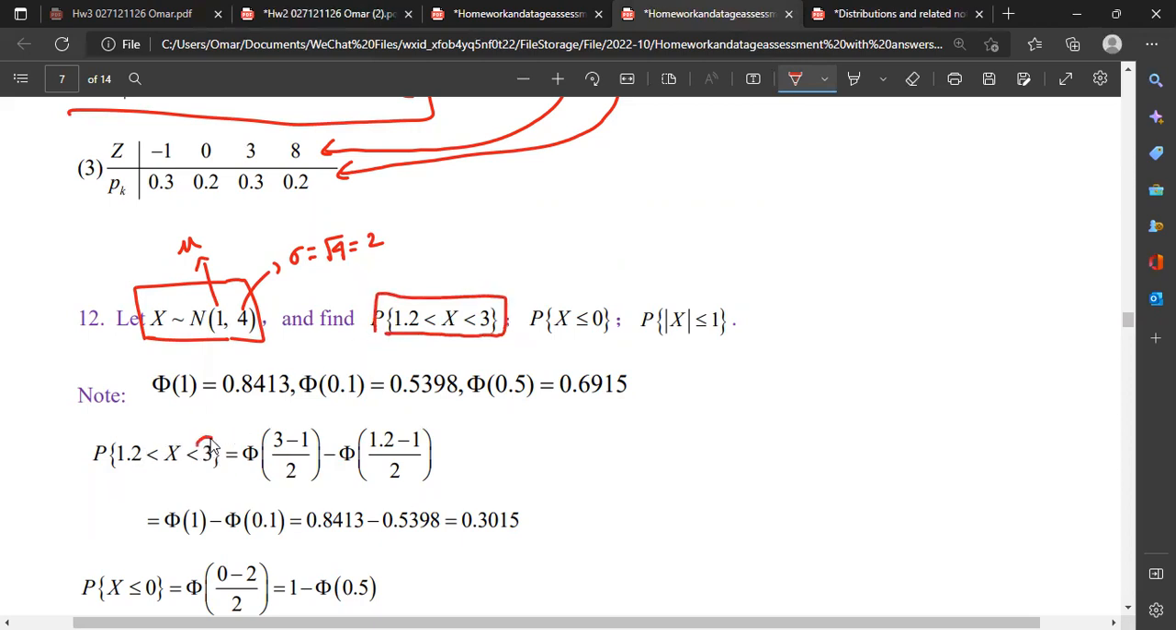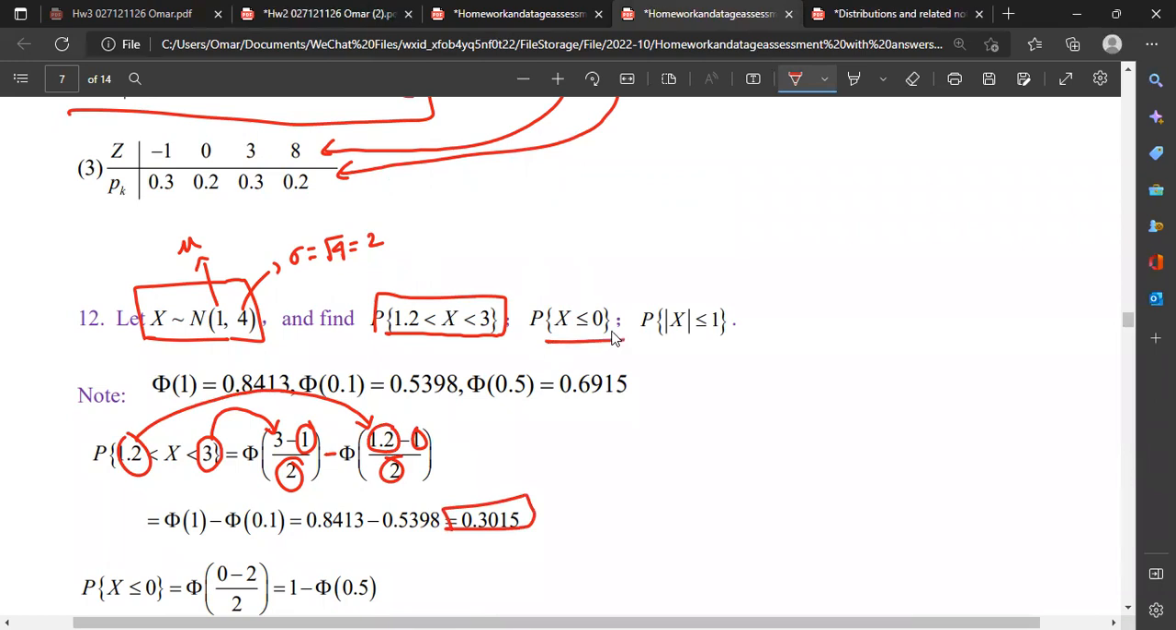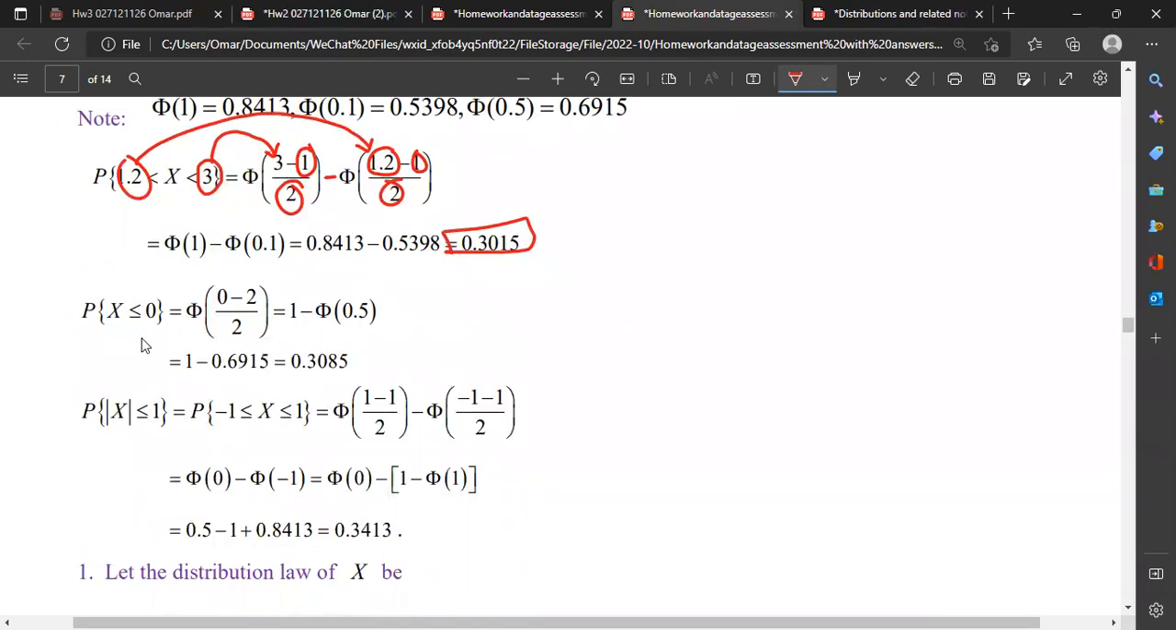So you see here the highest value is 3. So we write down this way 3, and then -1. 1 is mu and 2 is sigma. So (x minus mu) by sigma, the same formula as before. And here it is 1.2, so we write down 1.2. So minus phi of (x minus mu) by sigma. Okay, so the value is 0.3015.